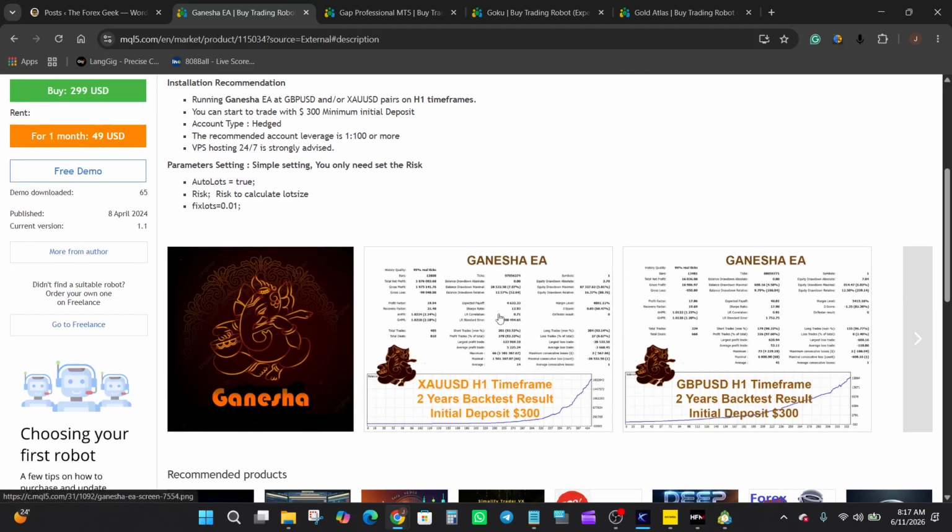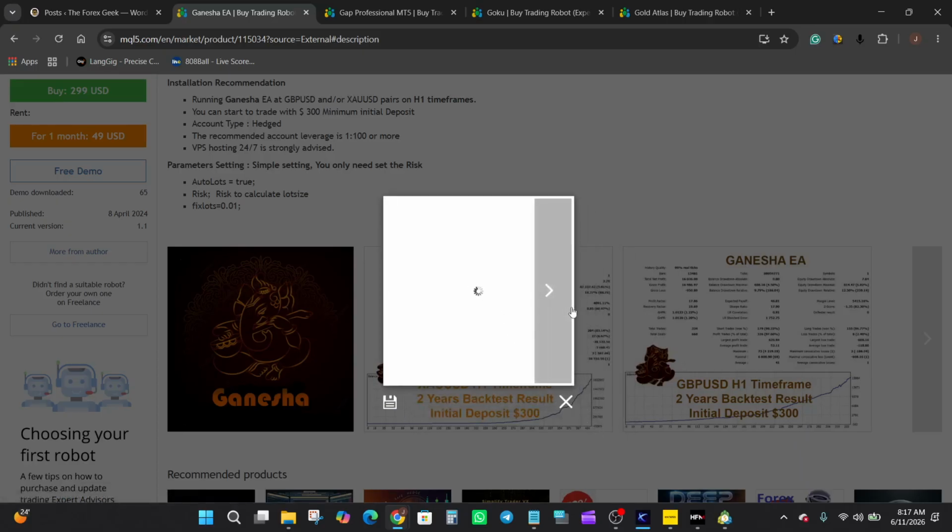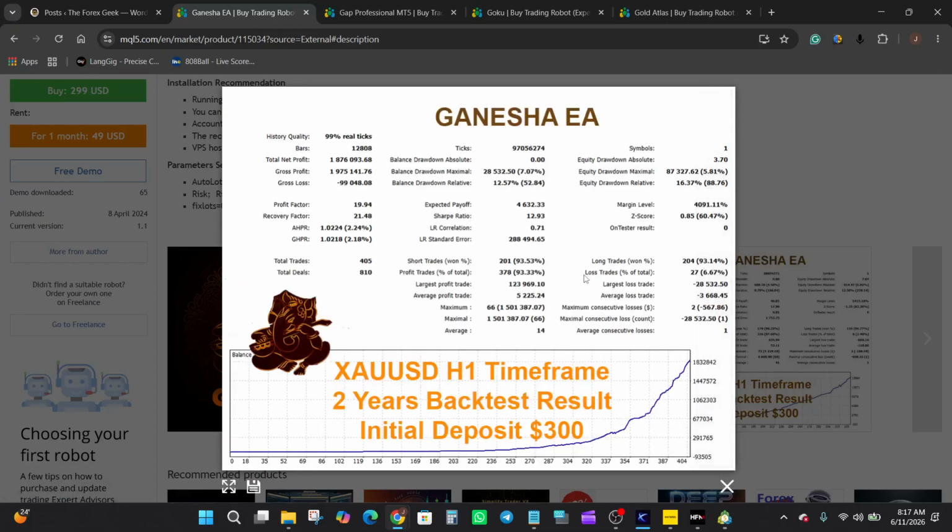Now, transitioning into the backtesting and analysis section, it's important to note that past performance does not guarantee future results. But let's just briefly look at the information provided here. The backtest reports, profit figures, drawdown statistics, and all of that. So we can see here 99% real ticks under the history quality.